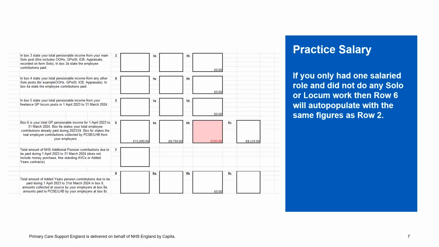If you only had one salaried role in 23-24 and did not do any solo work or any locum work that you pensioned, then row 6 will auto-populate on your form with the same figures as row 2. Box 7 only needs to be completed if you had any additional pension contributions in 23-24, and row 8 needs to be completed if you had added years.